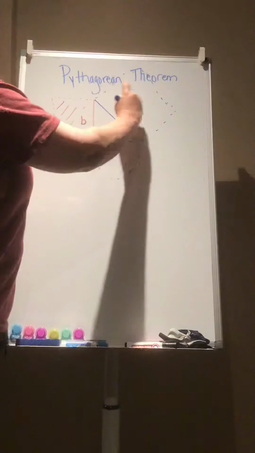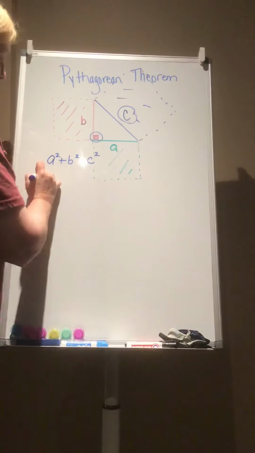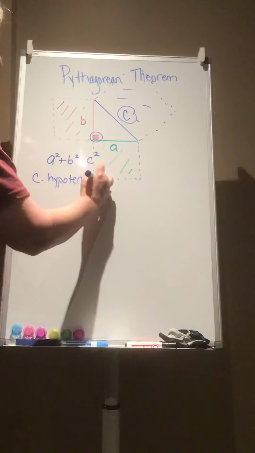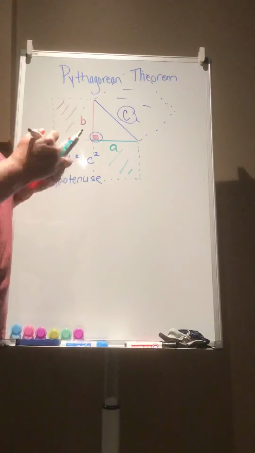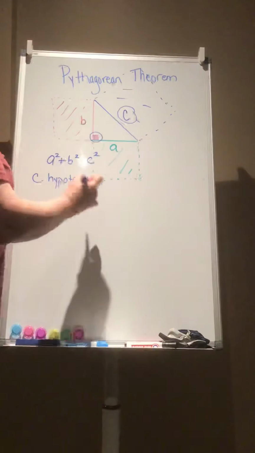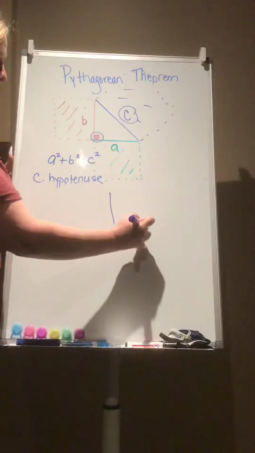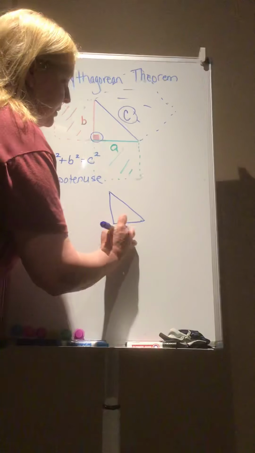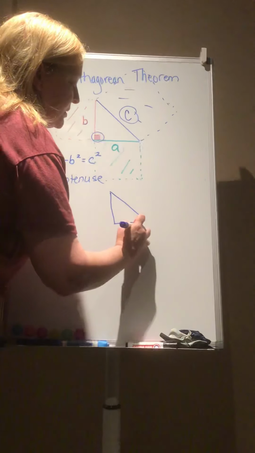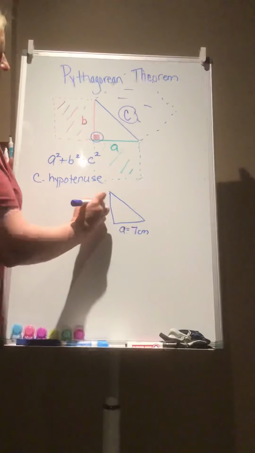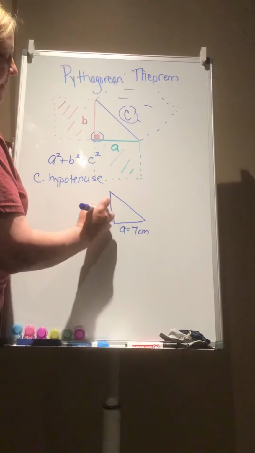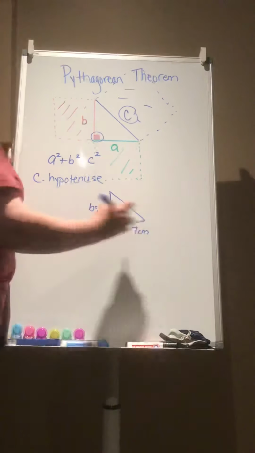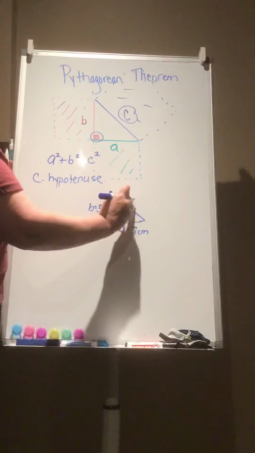So this C side, the C, is called the hypotenuse. That's just the mathematical word we use to describe it. So if I have a right triangle, and I'm just going to freehand this one, and I know that A is 7 centimeters, and I know that B is, let's say, 5 centimeters, and I want to find C. This is the part I don't know.